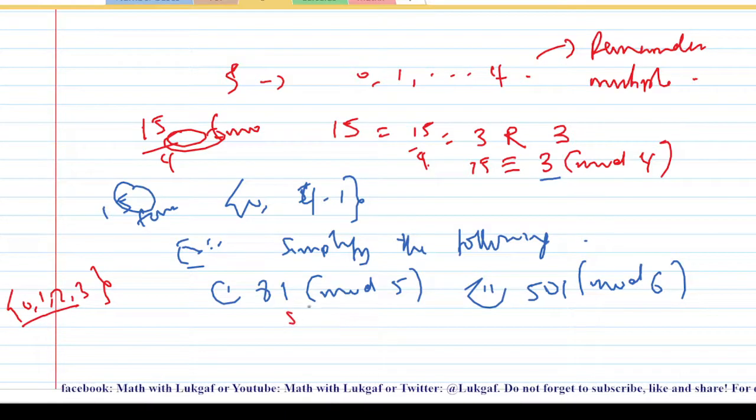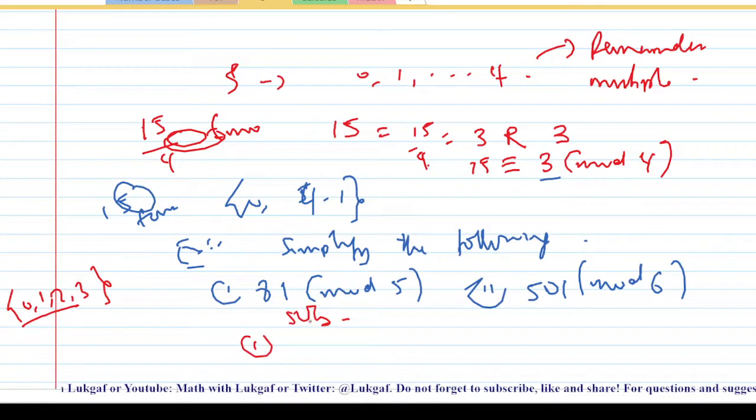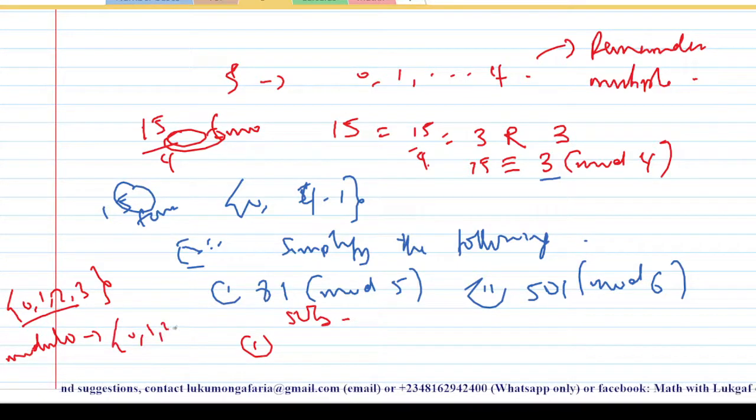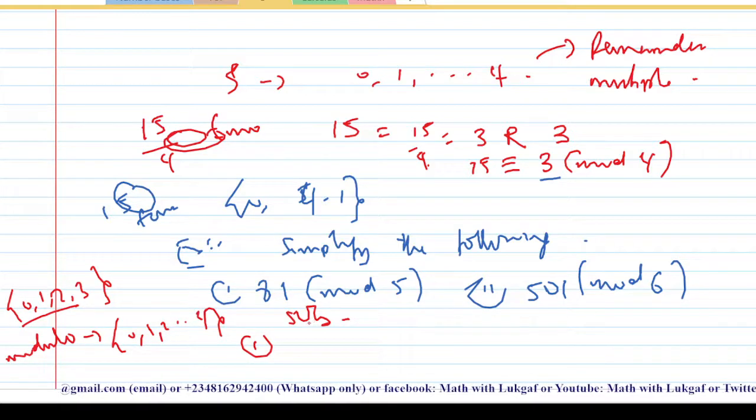So for this first question, I am asked to simplify 81 in modulo 5. We are working in modulo 5, and all my residues will be a set of numbers 0, 1, up to 4. You must not have 5 or a number greater than 5. So the moment you reach 4, it will start from 0 again. That's why I call it cyclic arithmetic.